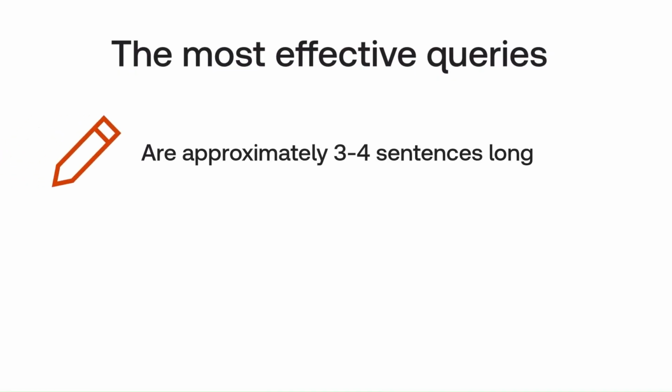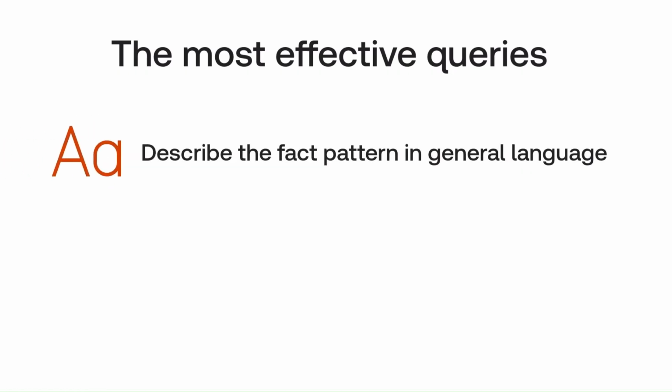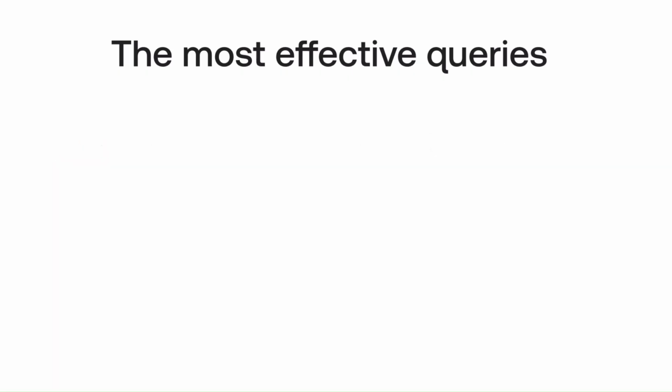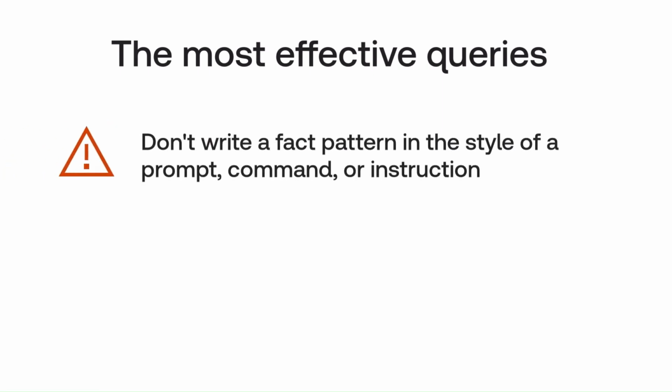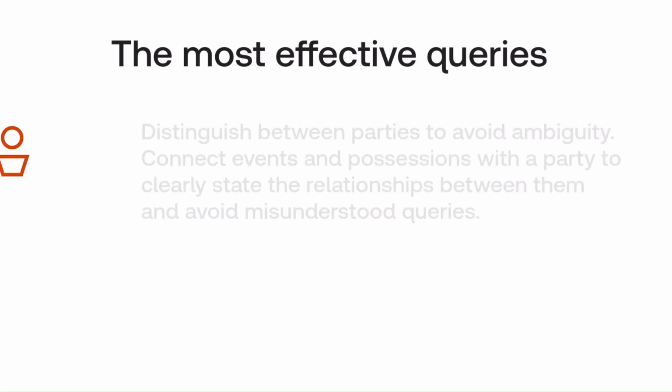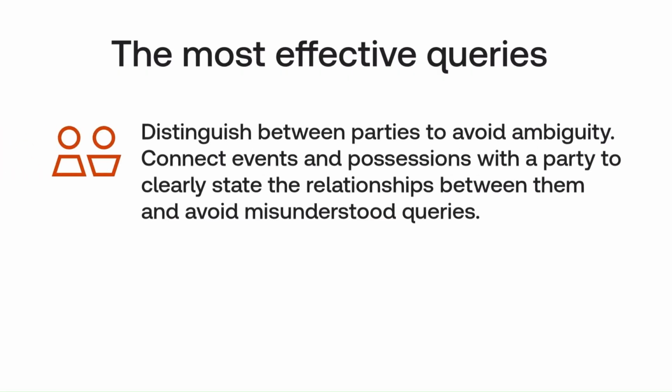The most effective queries: 1. Are approximately 3 to 4 sentences long. 2. Describe the fact pattern in general language. 3. Include the types of parties involved rather than the names of the parties. 4. Don't write a fact pattern in the style of a prompt, command, or instruction. 5. Distinguish between parties to avoid ambiguity. Connect events and possessions with a party to clearly state the relationships between them and avoid misunderstood queries.